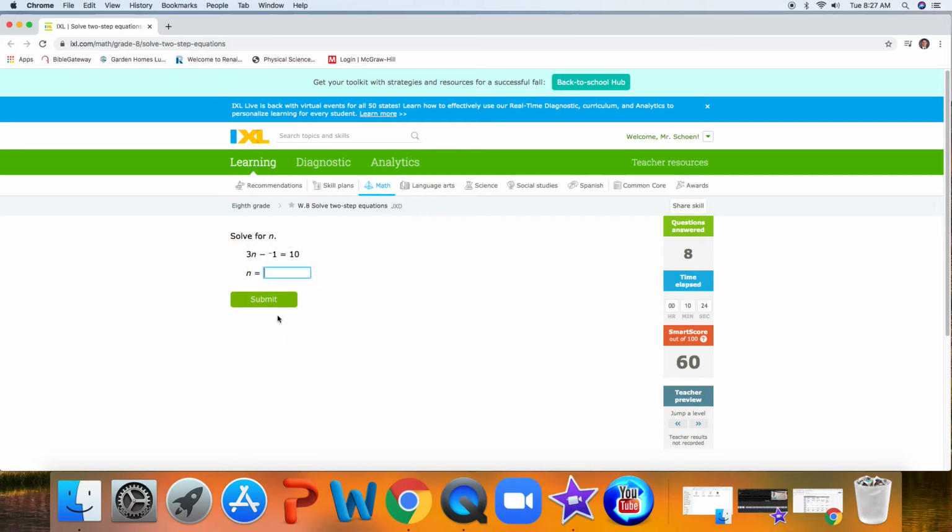Next problem here, again, I have another negative that's thrown in. 3n minus negative 1 equals 10. What I like to do is, from the get-go, change this to an addition sign because those two negatives are going to turn into a positive. Once I have it rewritten, my new expression looks like this: 3n plus 1 equals 10. I would subtract 1 from both sides. 10 minus 1 is 9, and my new expression looks like this: 3n equals 9. Divide by 3, divide by 3. 9 divided by 3 is 3.